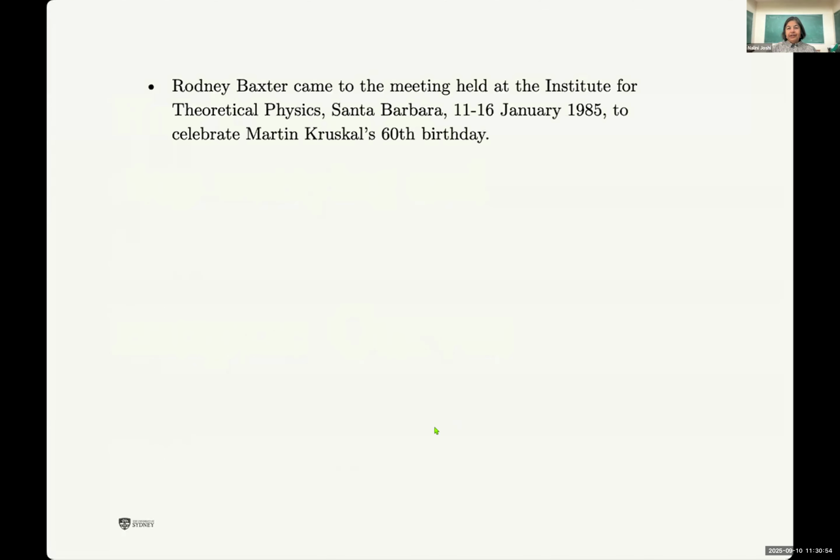Now, going back right to the beginning, I met Rodney Baxter when he came to the meeting that was held at the Institute for Theoretical Physics, now called the Kavli Institute for Theoretical Physics, at Santa Barbara in January 1985, which was held to celebrate Martin Kruskal's 60th birthday. It was an amazing event.